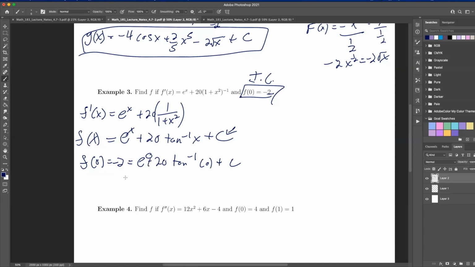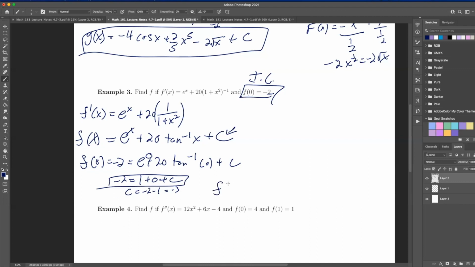Well, e to the 0 is what? It's 1, right? And then the arctangent of 0 is 0, because tangent of 0 is 0, because it's sine over cosine. So this is plus 0 plus C. That means C is equal to negative 2 minus 1, so minus 3. So here we just solve for C. We get C equal to negative 3.